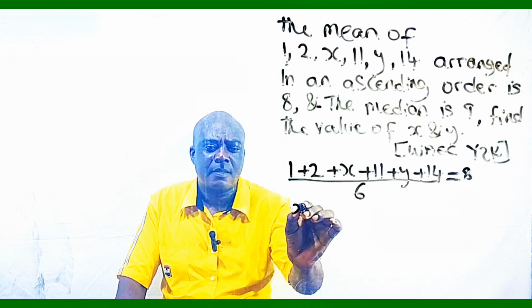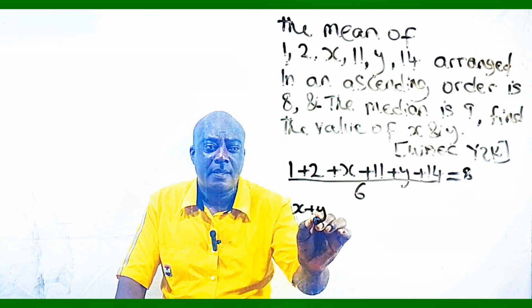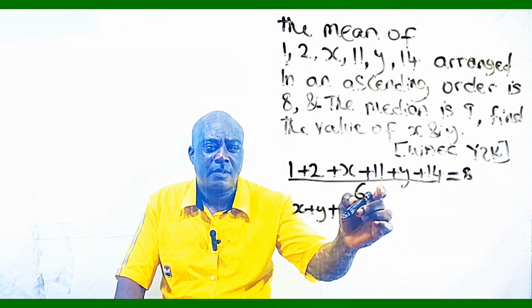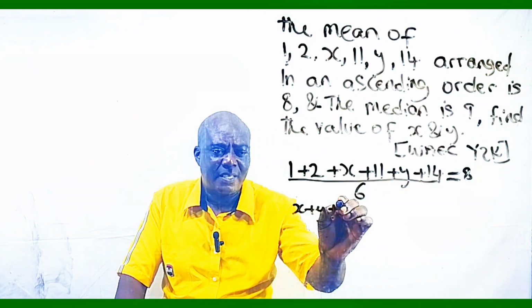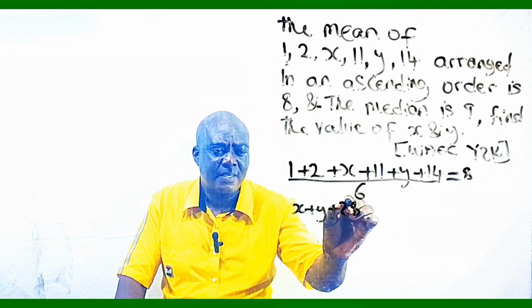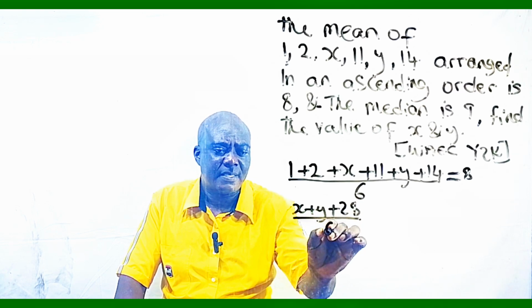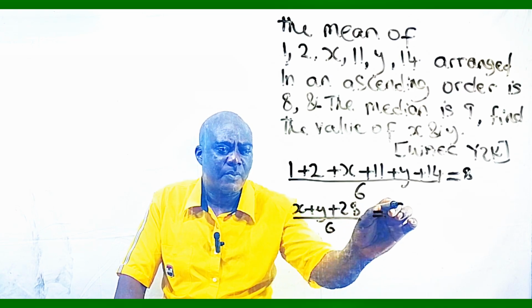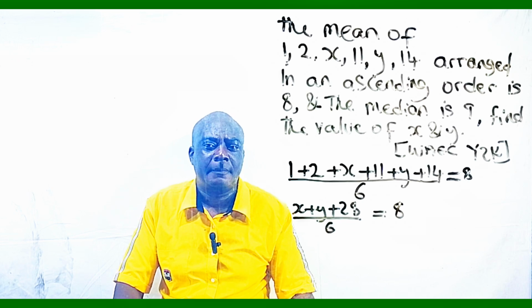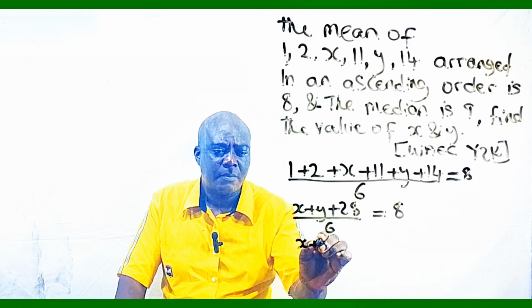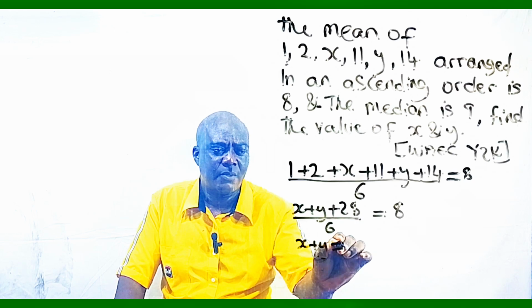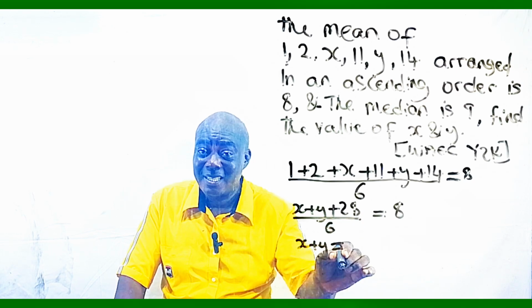So x plus y plus 11 plus 14, 25. All the things here will be 28 all over 6 equals 8. Let us go further. That means x plus y equals 6 times 8, which is 48.